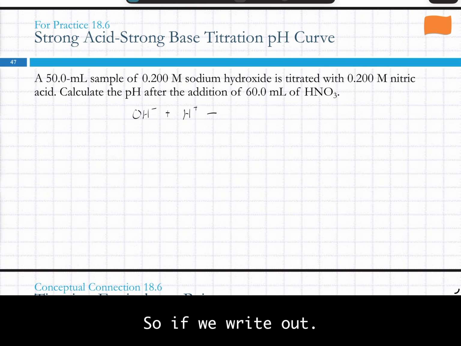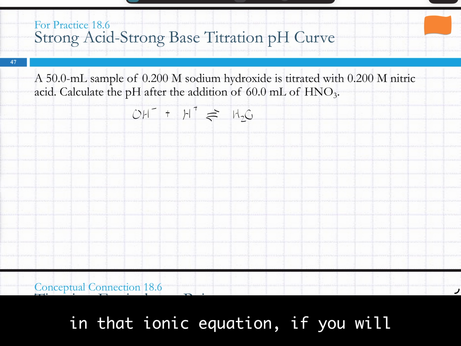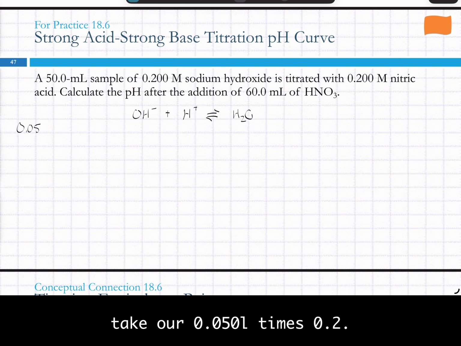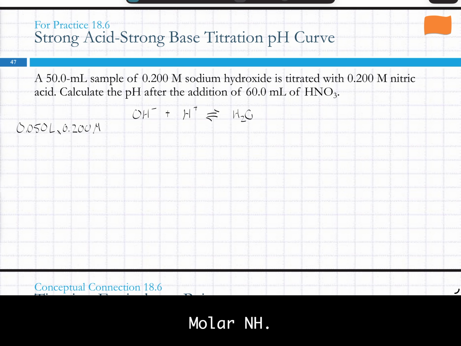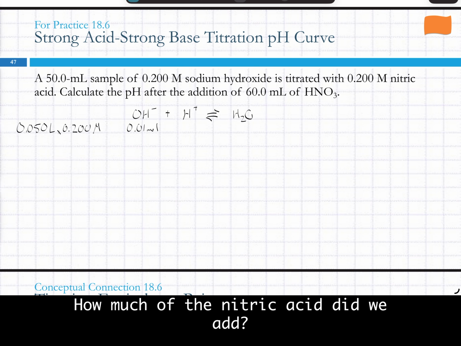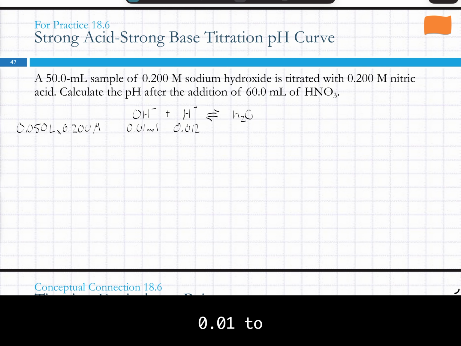So if we write out what is actually reacting, net ionic equation, if you will, take our 0.050 liters times 0.2 molar NaOH, 0.01 moles of hydroxide. Now, how much nitric acid did we add? 0.012 moles.